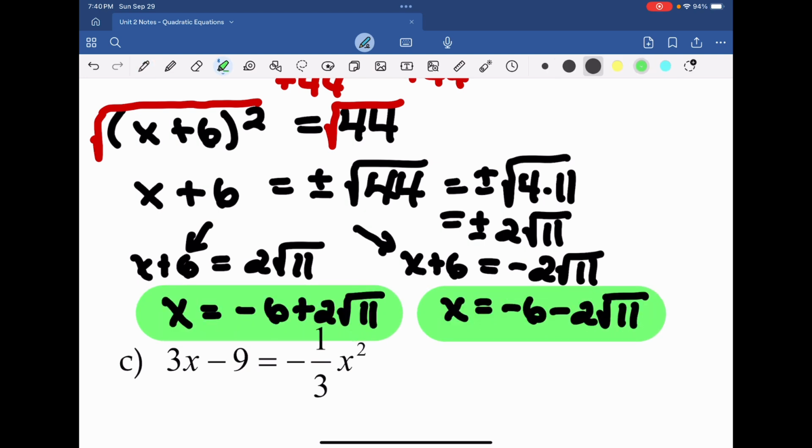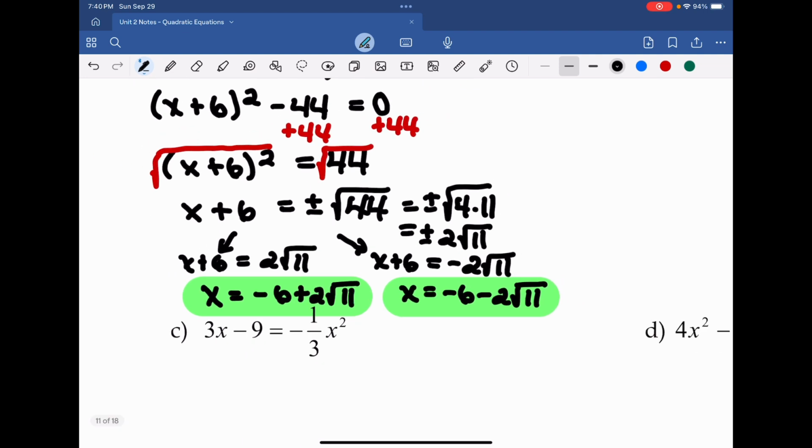There they are. So be careful with those radicals. If they're not perfect squares, try to reduce them as much as possible. Once you reduce them as much as possible or make them into their most simplified form, a mixed radical, then you have your solution. Okay, let's move on to B.